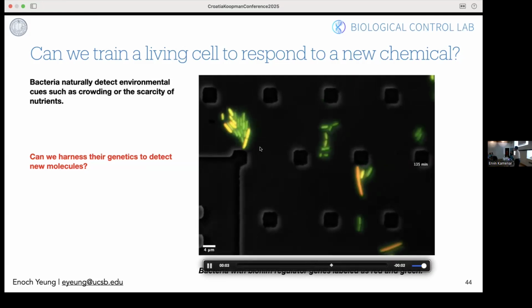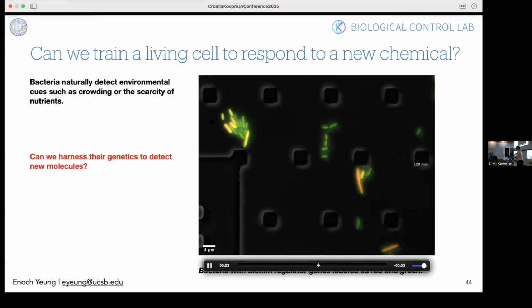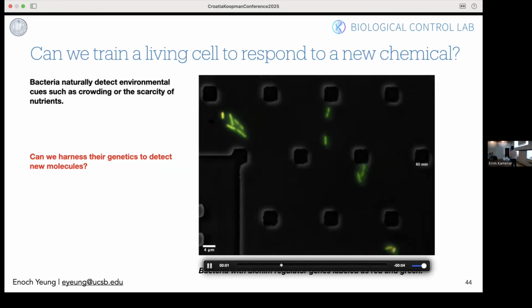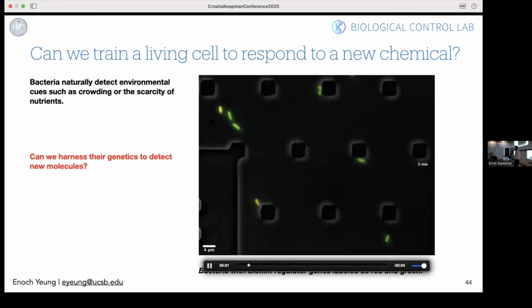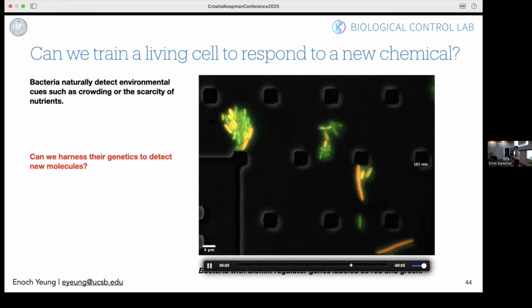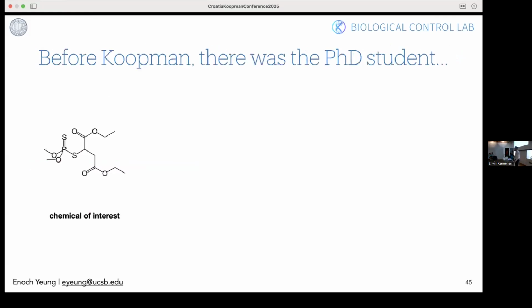And you can see here that cells naturally are able to detect when something is happening in the environment. When they're crowded with their buddies, they know to turn on certain signals, right? So bacteria naturally detect environmental cues such as crowding or the scarcity of nutrients. Can we harness their genetics to detect new molecules? I have some new chemical I found at Home Depot, or at some shelf, or Sigma Aldrich, and I want to be able to detect that compound. Can I use biology to do that, right? This is a hard problem.